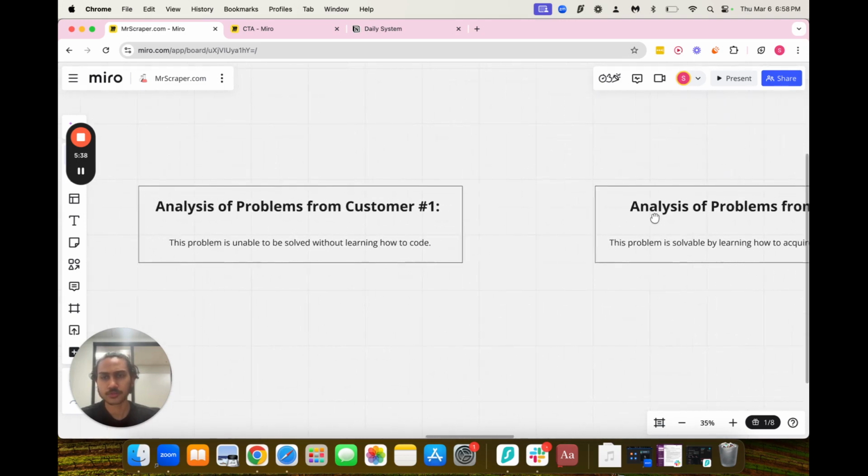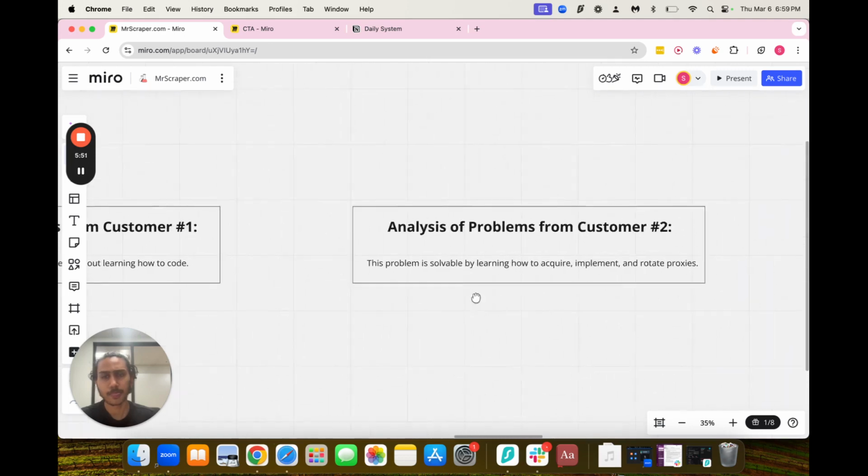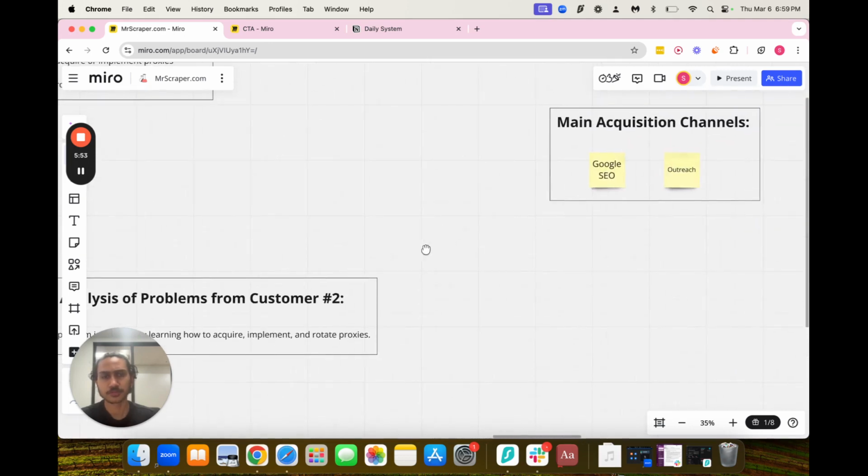Okay, so it essentially takes more effort for customer number one to implement MrScraper's methods, system, versus customer number two, right?